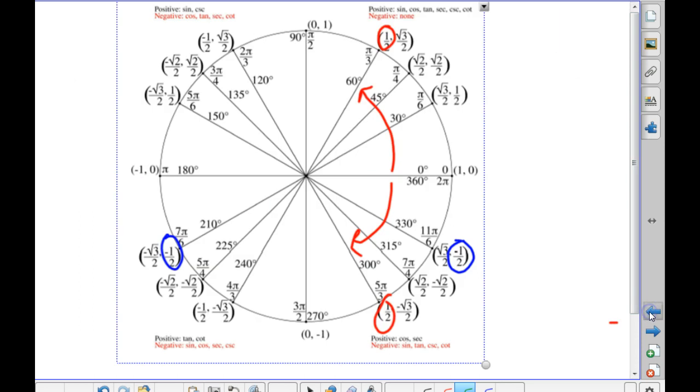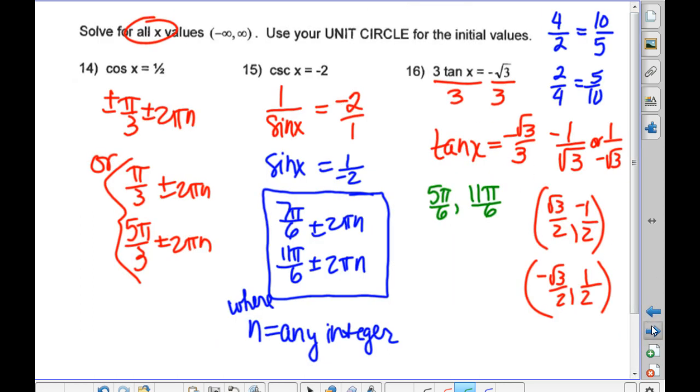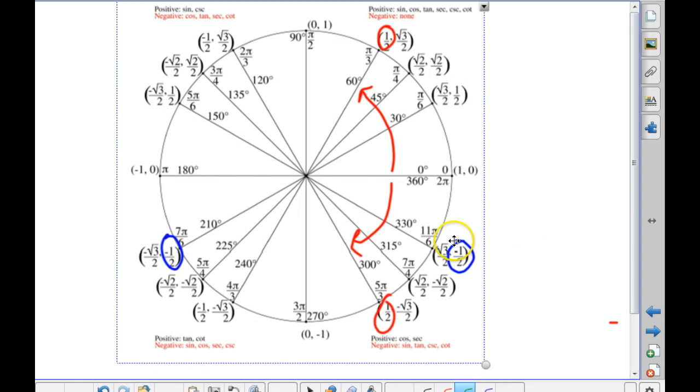I don't know. I'm trusting them. I'm going to look here. We need the 1/2 to be at the back. So it's here and here.